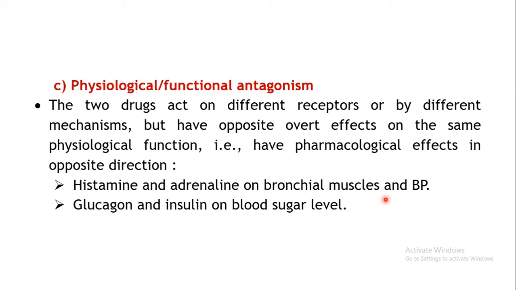Same way, glucagon and insulin have opposite effects on the blood glucose level. Insulin can reduce the blood glucose level, glucagon can enhance the blood glucose level. So both are having opposite effects on the same particular aspect in the body. Such type of antagonism is known as physiological antagonism or functional antagonism. So here physiological alterations are done in such a way that opposite effects are being produced on the same effector.